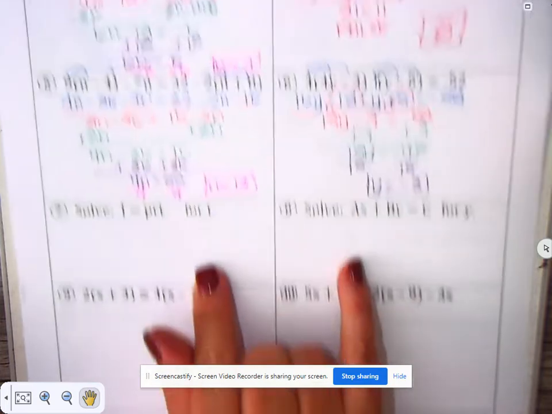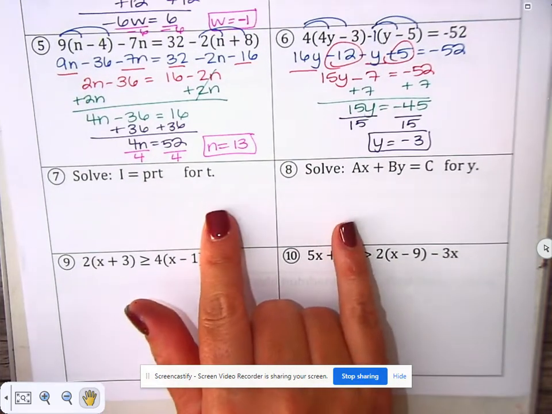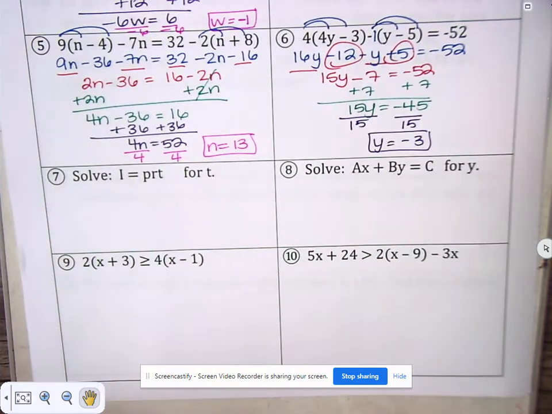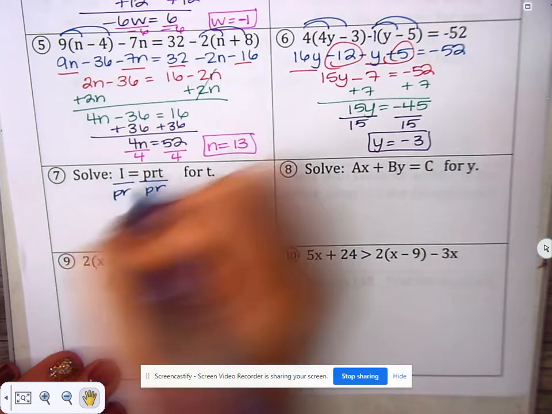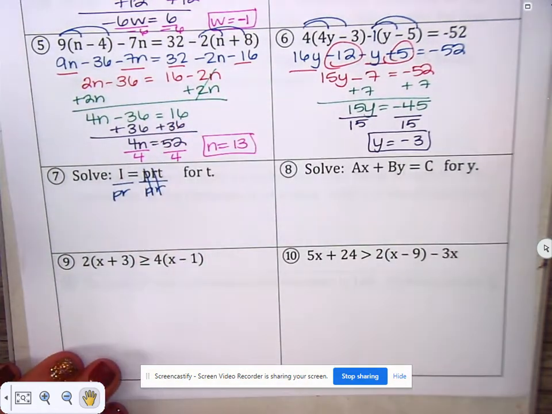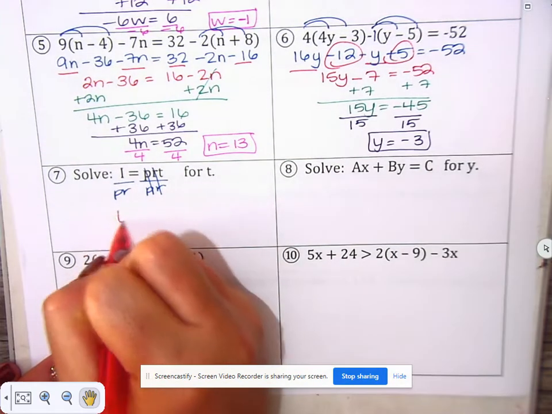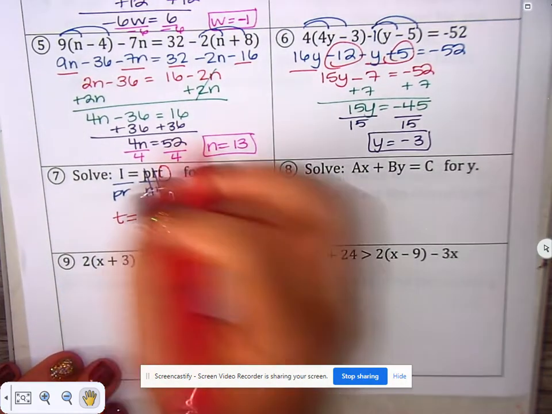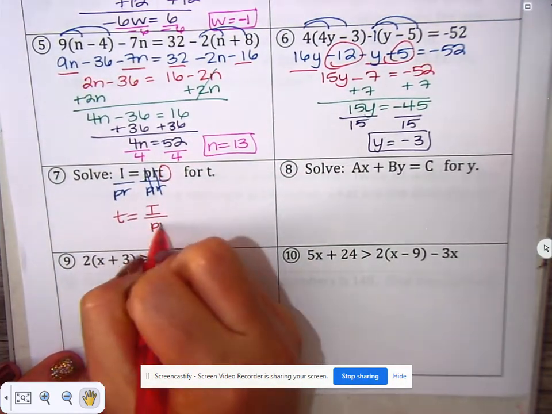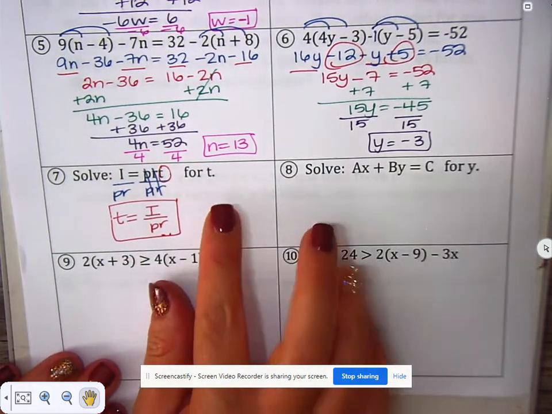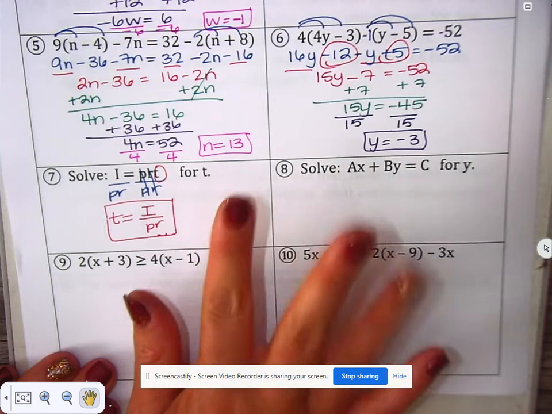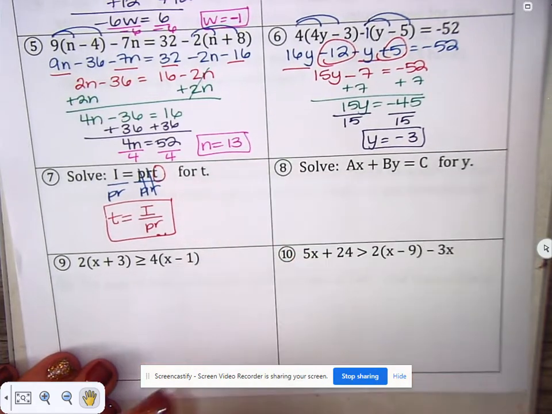All right, now 7 and 8, there's 2 problems like this tomorrow on the test. These are your literal equations. So remember, this is where we're just getting whatever variable they're asking for by themselves. Okay, so like for the first one, for number 7, they're asking us to get t by itself. So I'm just going to divide by PR. That cancels over here. And I am left with t on this side equals I divided by PR. And that is my answer. One of these is multiple choice tomorrow. The other one, you do have to write your answer.